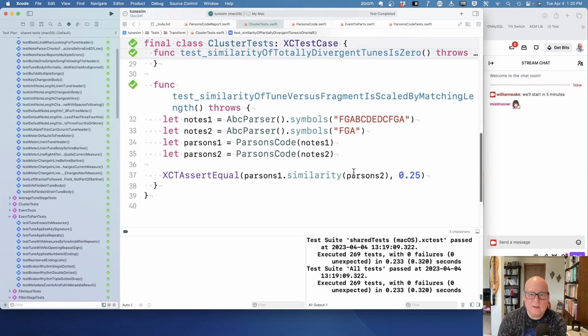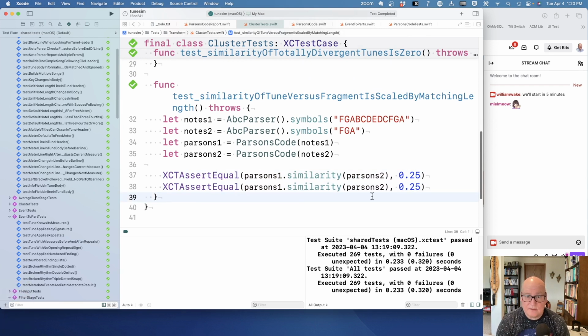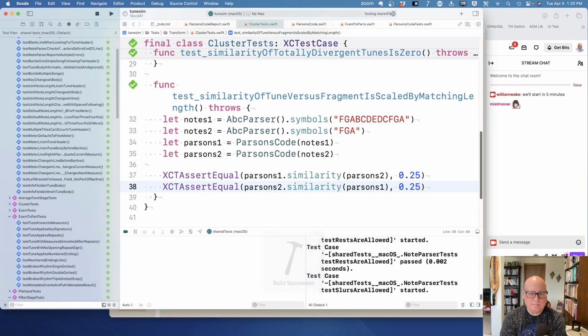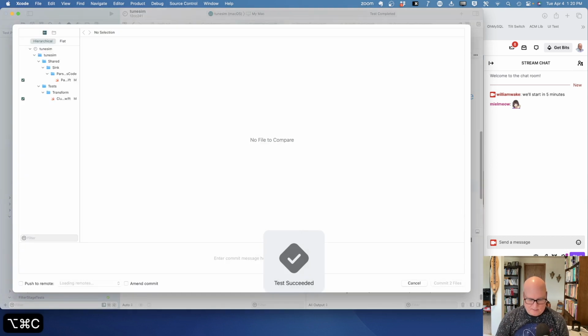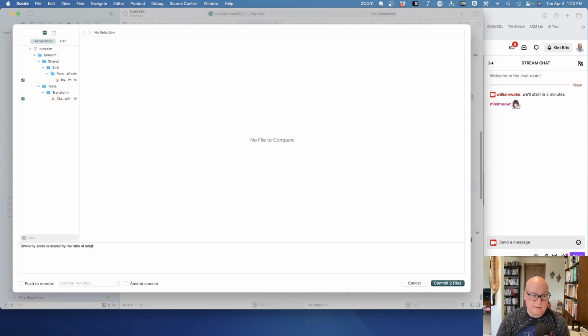Okay, and then I think we could also say, let's verify the flip. This should be symmetric. So Parsons 2 similarity with 1 should be the same thing. I don't want anything to blow up because it's in a backwards order. Okay, so we make similarity score is scaled by the ratio of lengths of the descriptions. Okay.